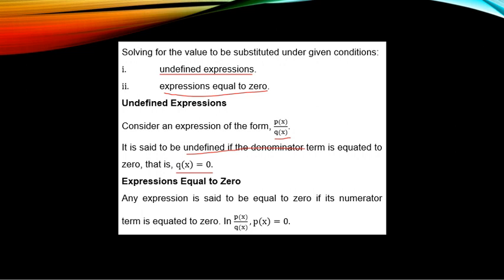Then expressions equal to 0. Expressions equal to 0 are obtained if the numerator is equated to 0, that is, P of S equal to 0. So if the numerator P of S is equated to 0, you have expressions equal to 0. But if the denominator Q of S is equated to 0, you have undefined expressions.